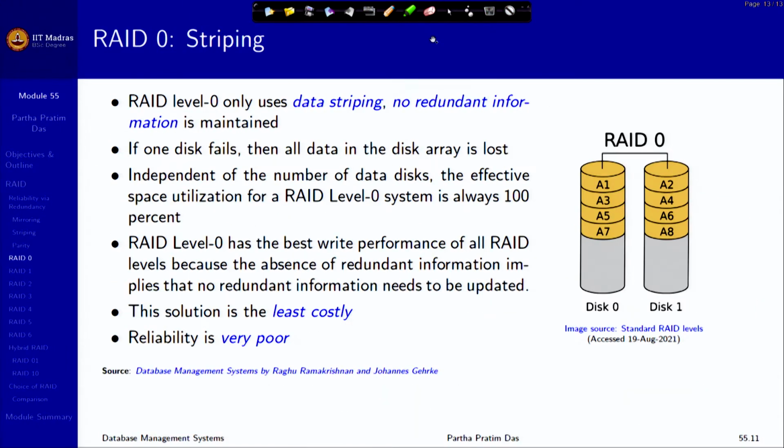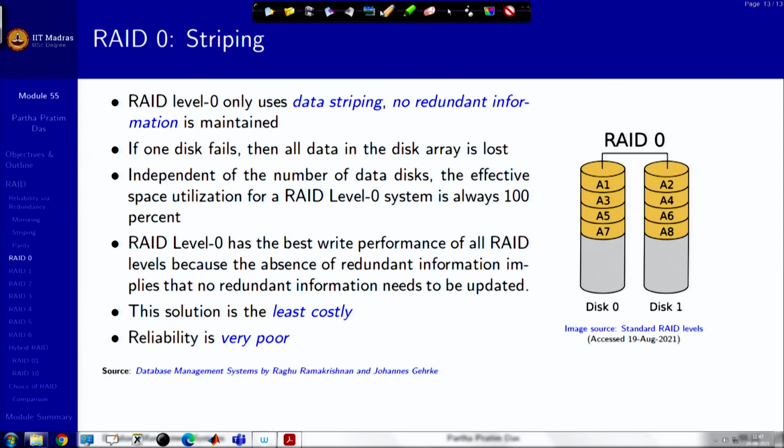So, let us quickly take a look at the RAID levels. RAID 0 is data striping. There is no redundant information. So, you are striping the data. You write A1 here, A2 in the other disk, the 2 disks as you can see, 0 and 1, A3. So, odd ones are written here, even ones are written here. So, it has naturally independent disks.